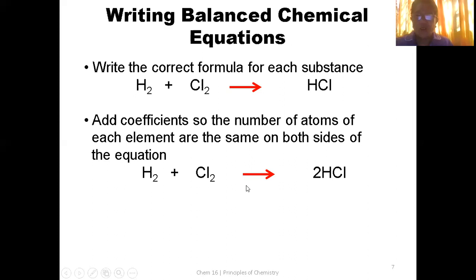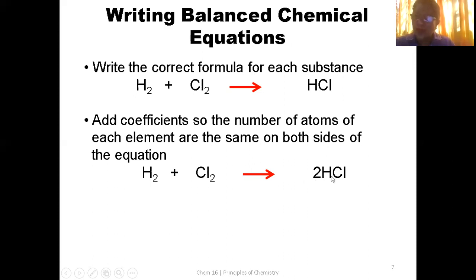So in order to balance the equation, in the reactant you have 2 atoms of hydrogen and 2 atoms of chlorine. So you add 2 in the coefficient. As I have said, you are not allowed to change the subscript. You could not place H2Cl2. No. What you can add is only the coefficient. So now the equation is balanced.